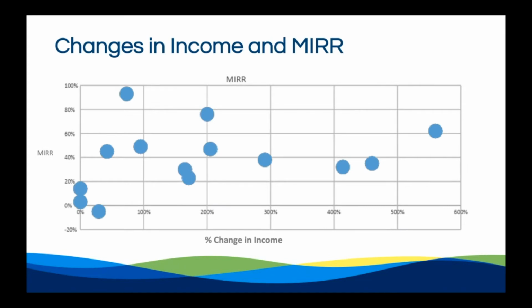And this is to show the relationship between the change in income and the MIRR. So the higher the percentage change in income of farmers, the generally higher the MIRR.